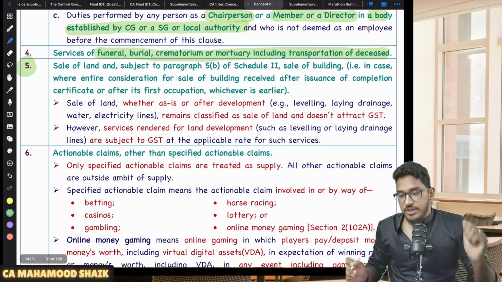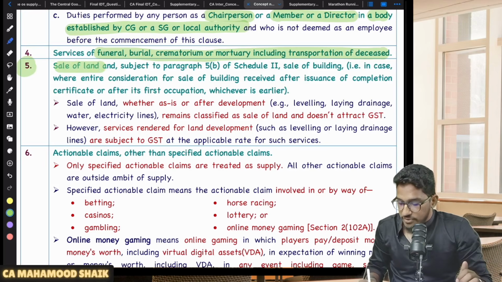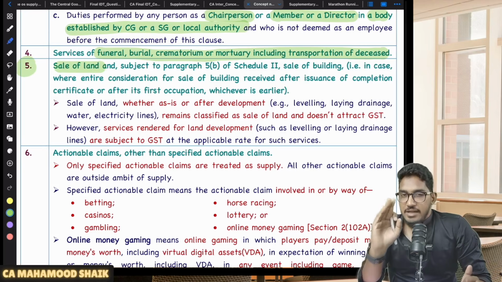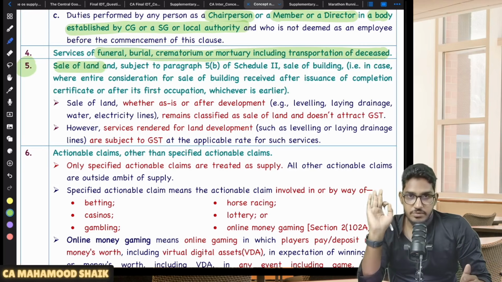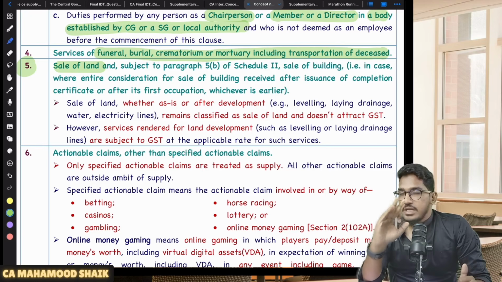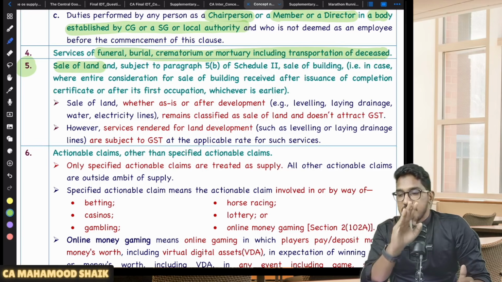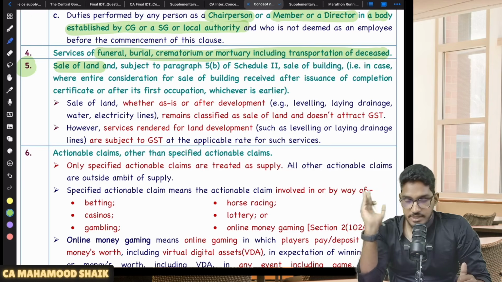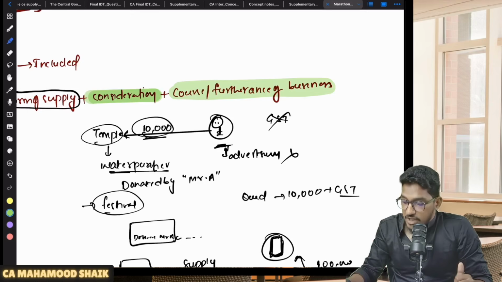Then fifth point, sale of land. If you are selling land, sale of land will be outside of the GST purview. Land is not goods, but land can fall under services. So sale of land is not a supply. On sale of land, the government doesn't want GST. Whereas, what about sale of building, sir?